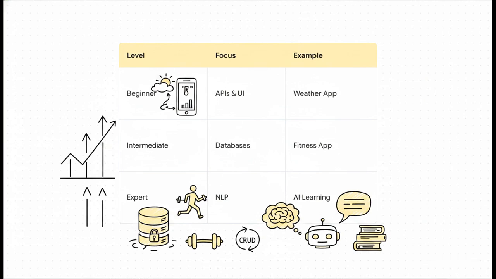Think API integration, like a simple weather dashboard. As they level up to intermediate, you introduce CRUD operations and databases, maybe have them build a fitness workout planner. By the time they're experts, they are tackling natural language processing and building AI-powered language learning platforms. The secret sauce here is progressively turning up the dial on complexity.